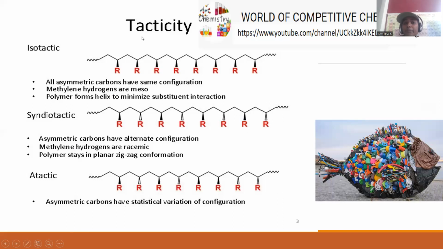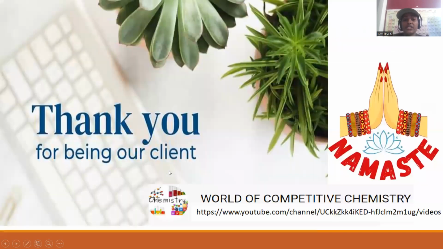Tacticity is purely based on the arrangement of the side chains, either all in the same side or on different sides. Based on this, tacticity can be categorized into basically three types. Isotactic means only one side. Syndiotactic means alternately arranged. Atactic means randomly arranged. This will be the tacticity of the given polymeric chain.